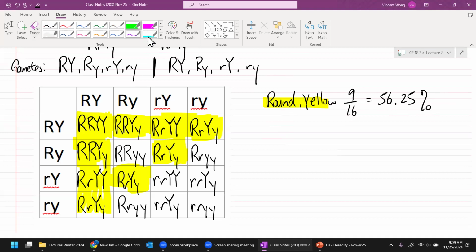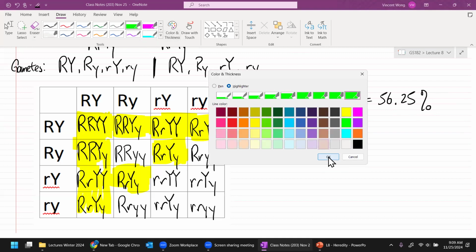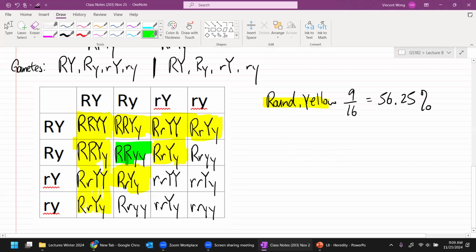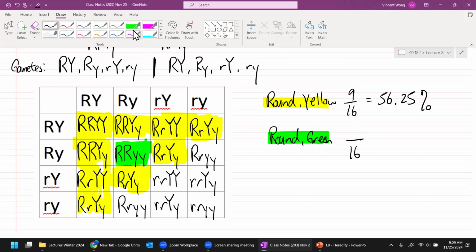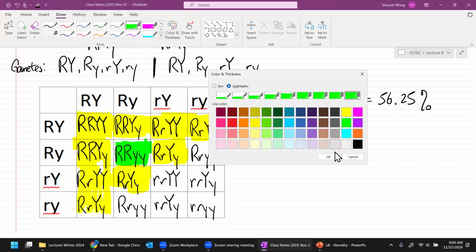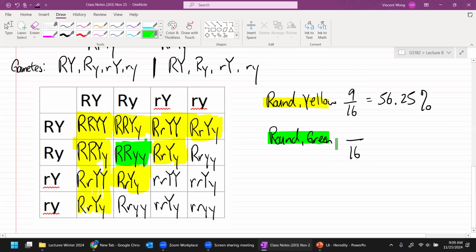Okay, we need another one. Let's pick this guy. What's the phenotype? Round and green, right? And the percent. Sorry, we gotta find all the round and green. Find all the round and green.